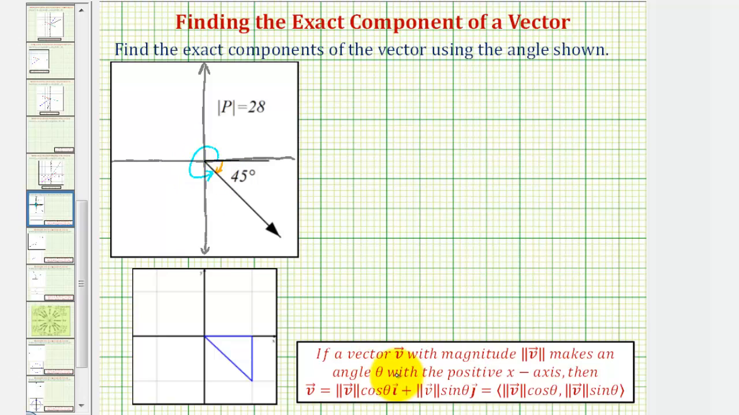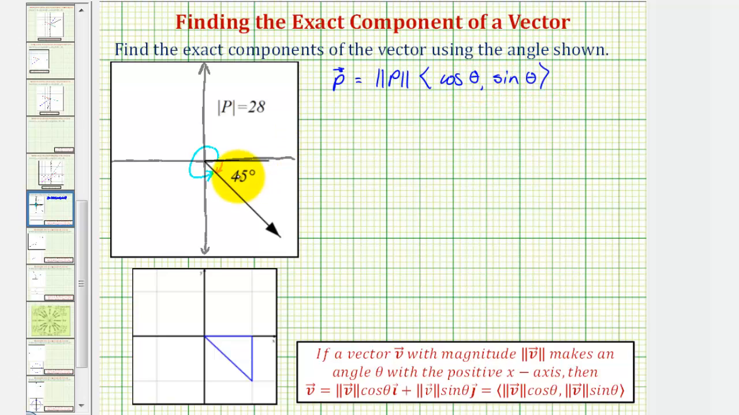So if we have a vector v with a known magnitude that makes an angle theta with the positive x-axis, then vector v has an x-component of the magnitude times cosine theta and a y-component of the magnitude times sine theta. Let's go ahead and write this as, in our case, vector p would be equal to the magnitude of vector p times the vector with an x-component of cosine theta and a y-component of sine theta.